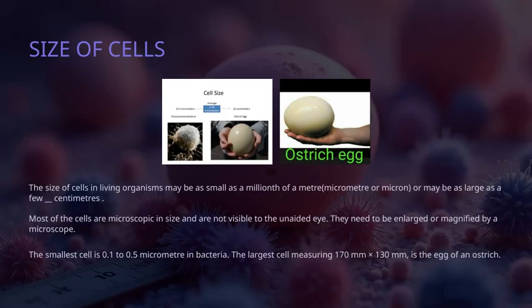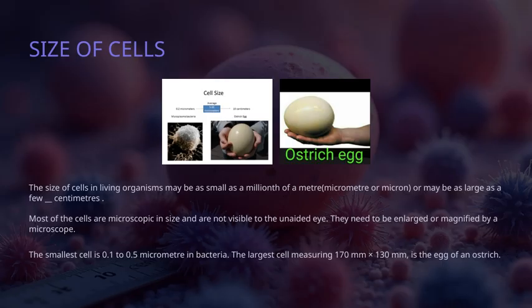The size of cells in living organisms can vary tremendously. Some cells are incredibly tiny, just a millionth of a meter, which we call a micrometer or micron. On the other hand, some cells can be quite large, measuring a few centimeters. Now, most cells are actually microscopic and can't be seen with the naked eye, so we need to use a microscope to observe them clearly.